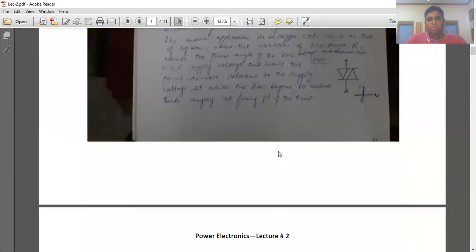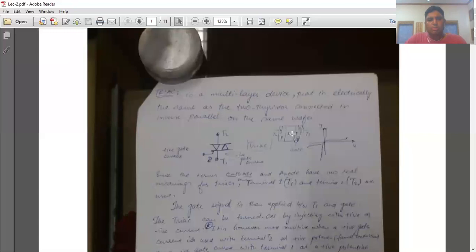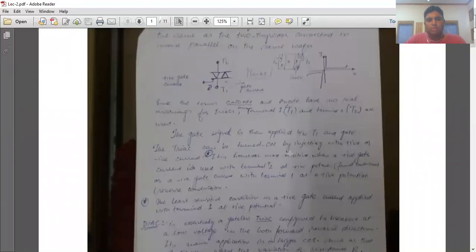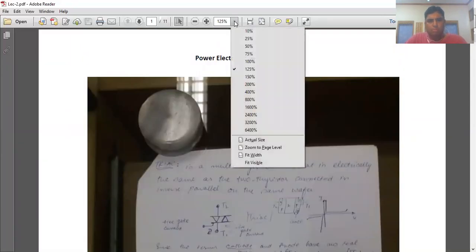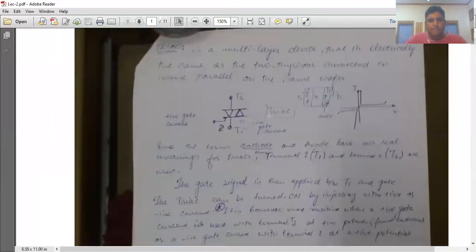Okay, so starting with this triac and diac. Basically, what is a triac and what is a diac? What are their symbols and how are they used? Triac is a... I can amplify it a little bit.